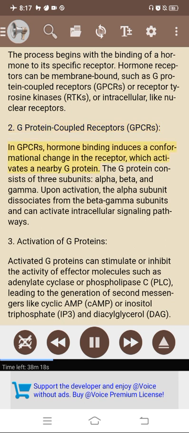In GPCRs, hormone binding induces a conformational change in the receptor, which activates a nearby G-protein. The G-protein consists of 3 subunits: alpha, beta, and gamma. Upon activation, the alpha subunit dissociates from the beta-gamma subunits and can activate intracellular signaling pathways.